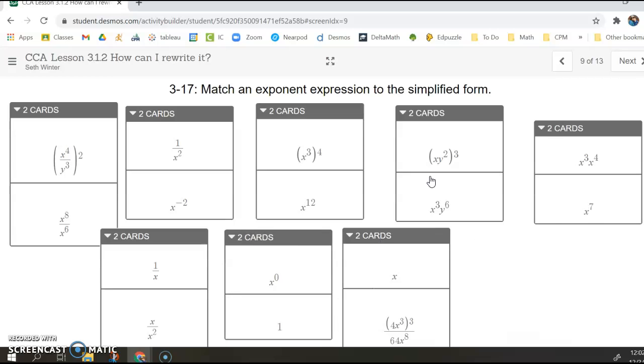Let's see, this one was giving me a little difficulty. Where was it? This one right here. That's 64 x to the 9th. So x to the 9th divided by x to the 8th is just x. 64 divided by 64 is 1.